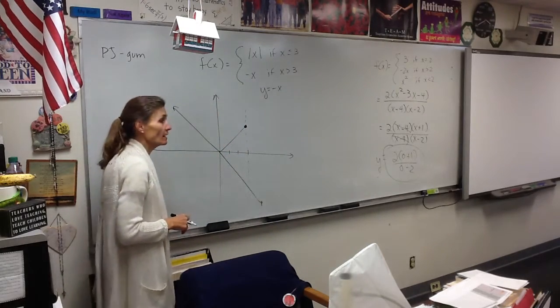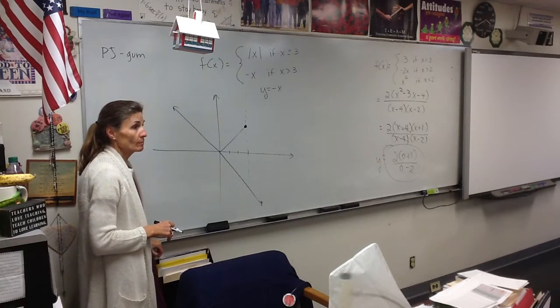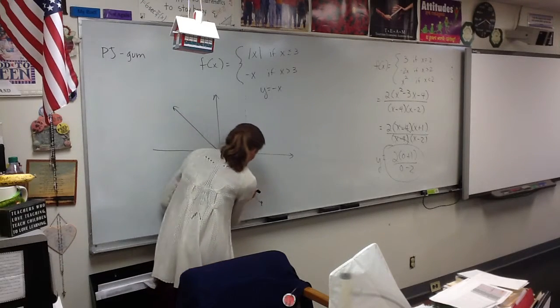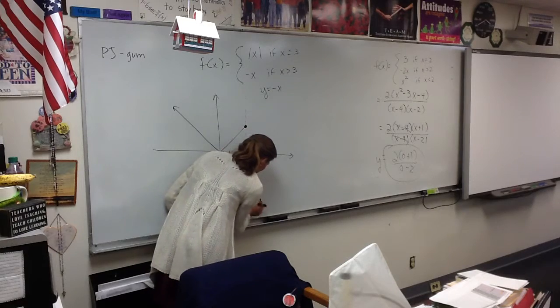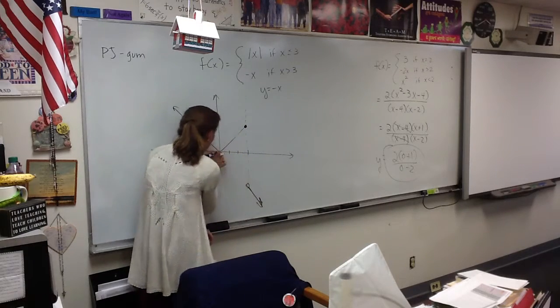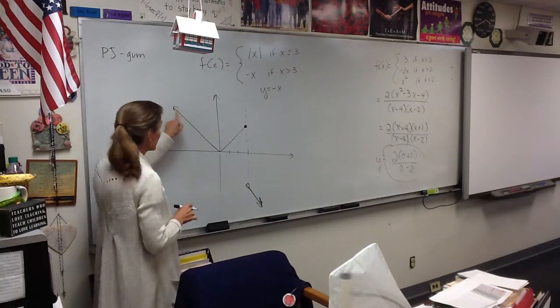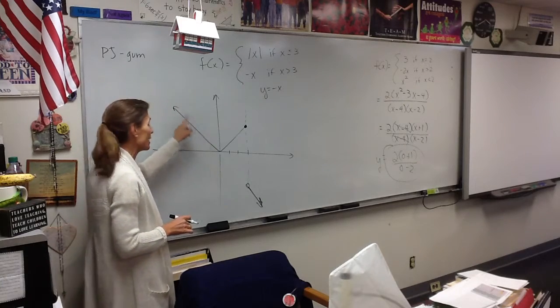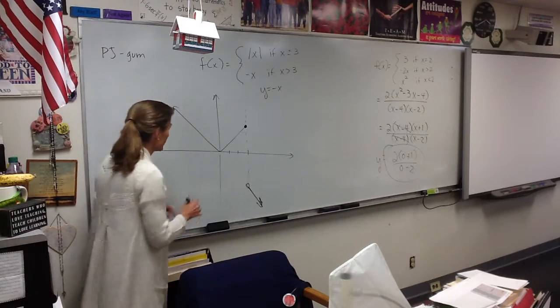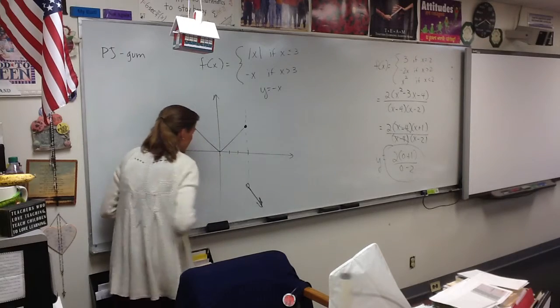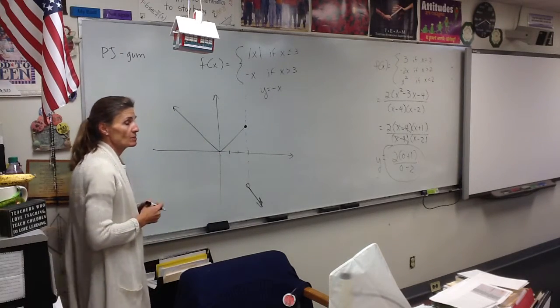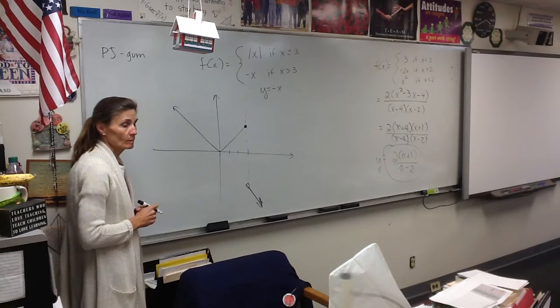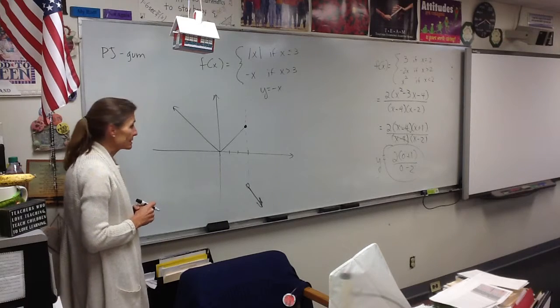Now what part of that line do I want? I only want the right part, so I want from here down. The rest of it I erase. Now be careful, don't get carried away. It overlaps the absolute value function. So just erase the part of it we don't need, and there it is. You're done. It's that simple.